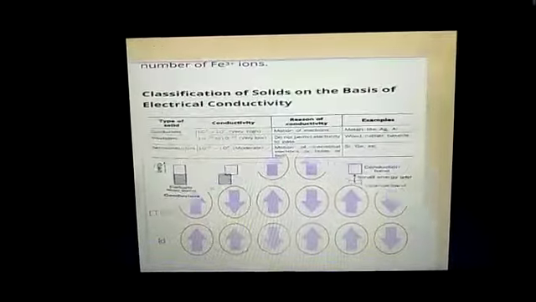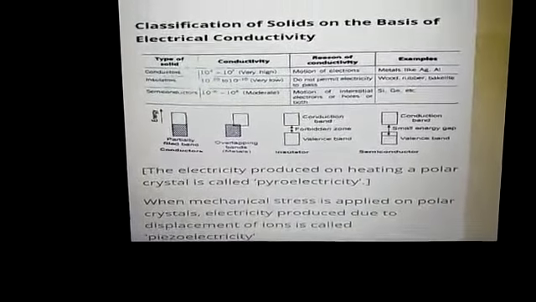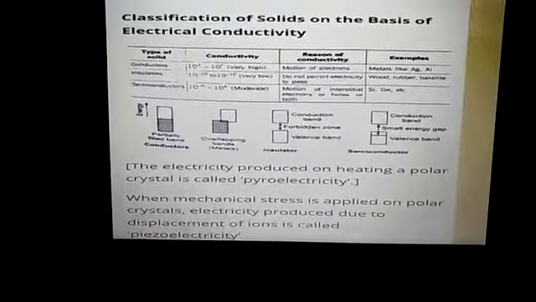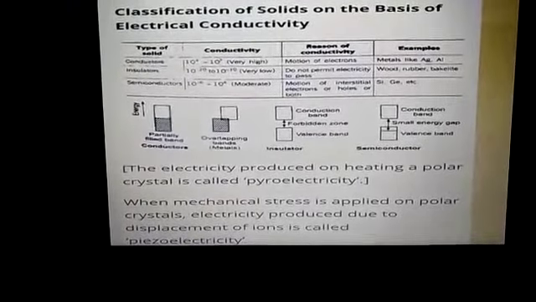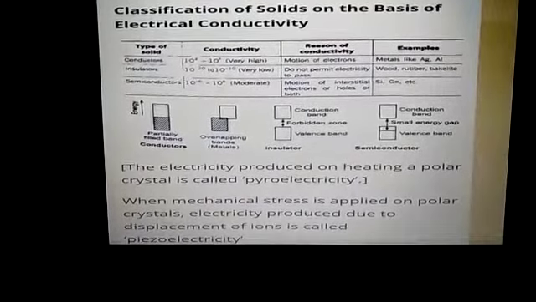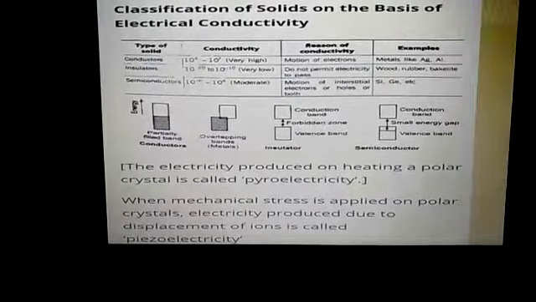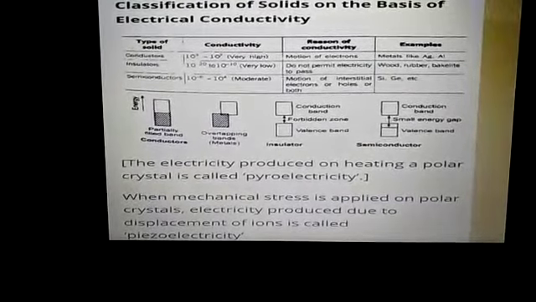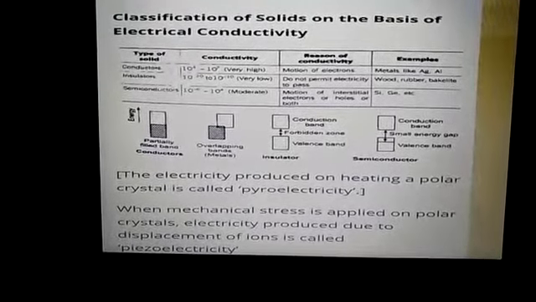Now the classification of solids on the basis of electrical properties. We know that substances are divided into 3 different parts. One is known as conductor, the other is insulator, and the third is semiconductor. Now what are conductors? The solids which have conductivity in the range of 10 to the power 4 to 10 to the power 7 ohm inverse meter inverse are called conductors.